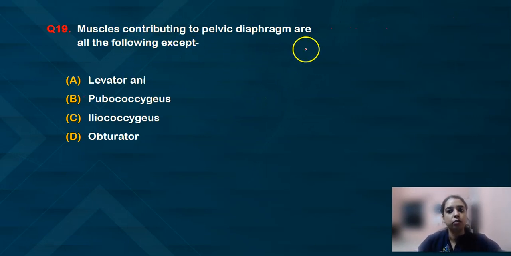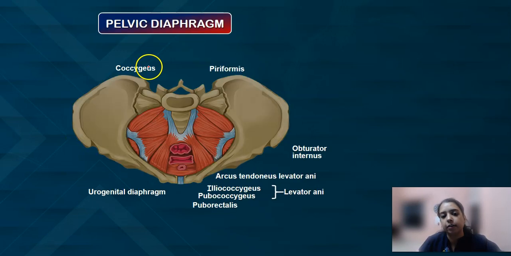Next, muscles contributing to pelvic diaphragm are the following except. What is pelvic diaphragm? Pelvic diaphragm is basically a sheet of muscle in the pelvis which separates your pelvis from the perineum. Everything above this muscle constitutes your pelvis, and below this muscle is the perineum. You talk about the superficial perineal pouch and the deep perineal pouch, everything below this sheet of muscle, which is the pelvic diaphragm. How is the pelvic diaphragm formed? Majorly, it is formed by the muscle called levator ani. Levator ani originates from the pubic symphysis, from this white line on the obturator internus muscle, and from the ischial spine. From all these, a big sheet of muscle arises.